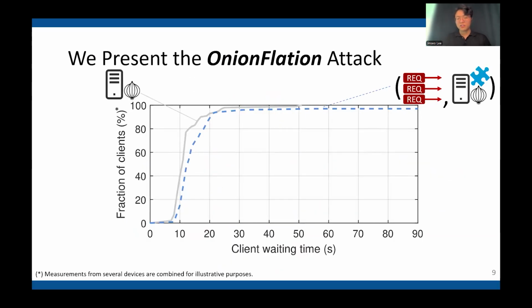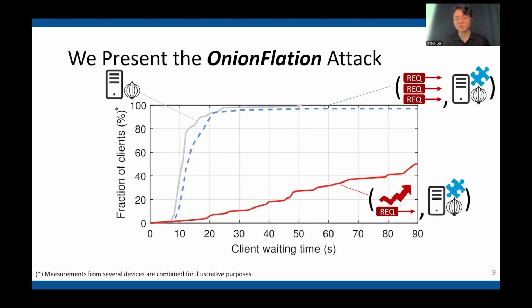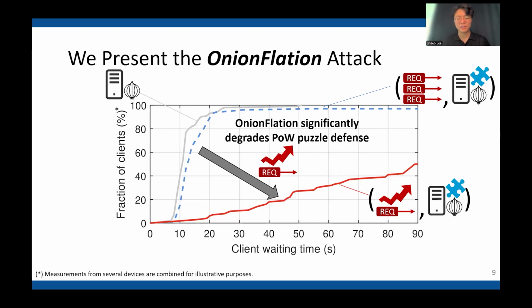We have tested our OnionFlation attack against the PoW puzzle deployed in the current Tor Onion services. Here, in the plot to the right, the longer the client waiting time, the worse the performance. As we discussed, the PoW puzzle mitigates the classic DoS attacks well, showing similar waiting time performance as the baseline. However, with the OnionFlation attack, the average waiting time significantly increased, and almost half of clients even experienced timeouts after waiting 90 seconds. That is, the OnionFlation attack significantly degrades the puzzle defense.